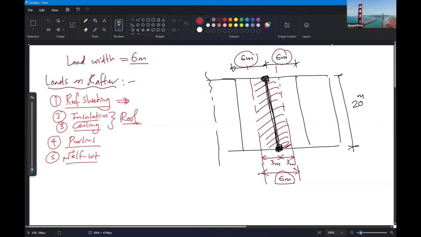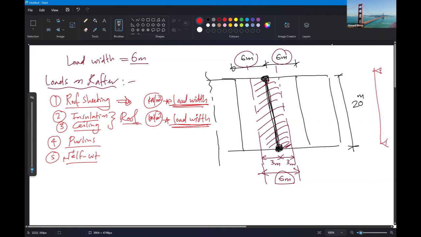Okay, so the roof sheeting will be the weight of the roof sheeting per square meter times what? Times the load width. So the roof sheeting needs to be multiplied by the load width. Also the insulation and ceiling, because they are in terms of kilonewton per square meter, so we need to multiply by the load width, because what we need to find is the load on the rafter as a UDL, right?